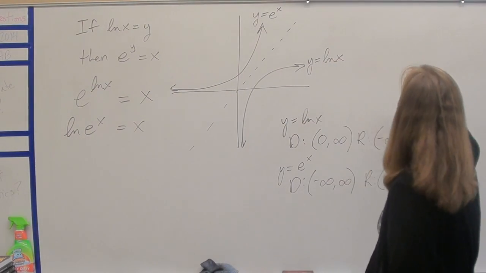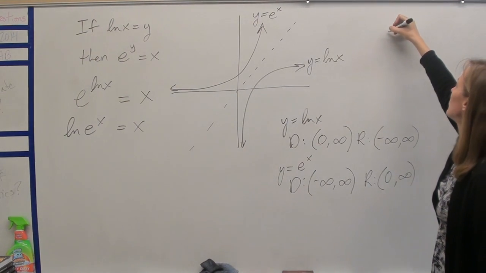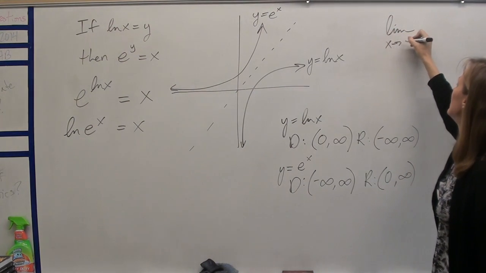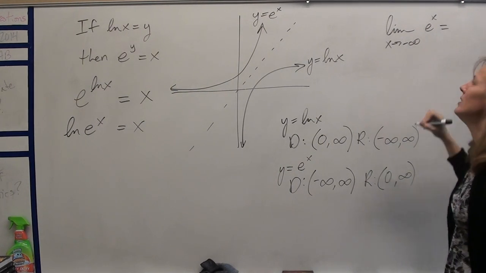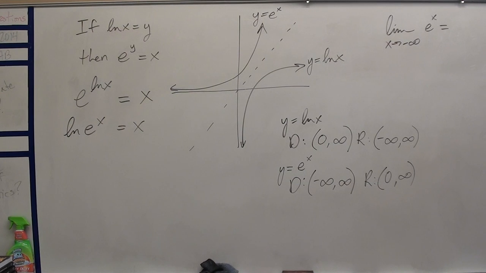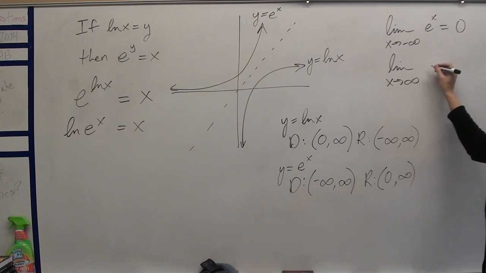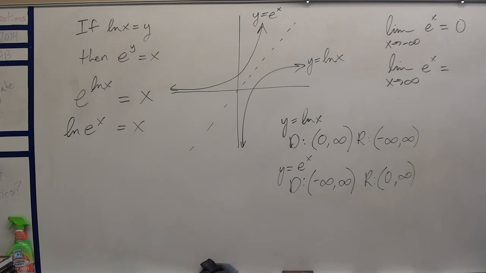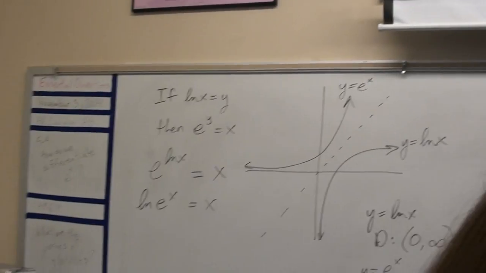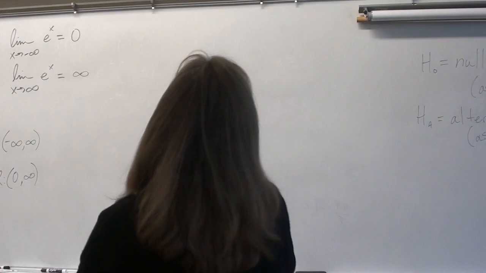Okay, one more quick little thing regarding these graphs. Say I asked you what the limit as x approaches negative infinity of e to the x is. 0. It's 0, very good. What is the limit as x approaches positive infinity of e to the x? It's infinity. Remember, that's the y value that the function's approaching, right, on the right-hand side. Does that make sense? Okay. Good.